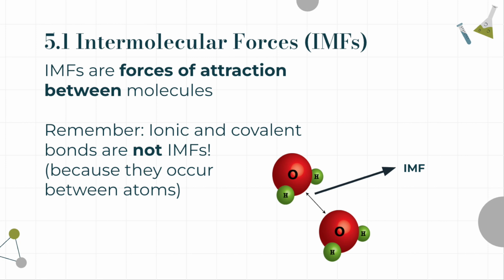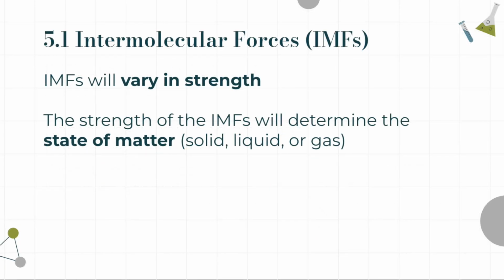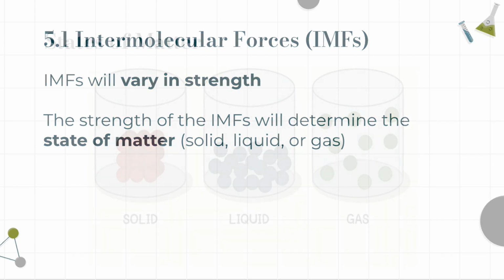Basically, IMFs are forces of attraction between molecules, which influence the physical properties and behaviors of certain molecules. And then remember, ionic and covalent bonds are not IMFs because they occur between atoms. IMFs will vary in strength, and the strength of the IMF will determine the state of matter, whether it's a solid, liquid, or gas.